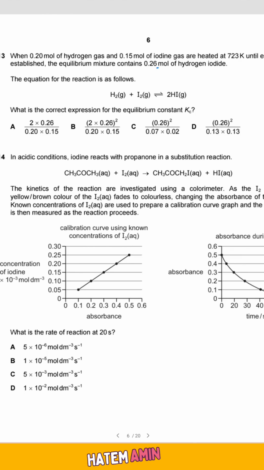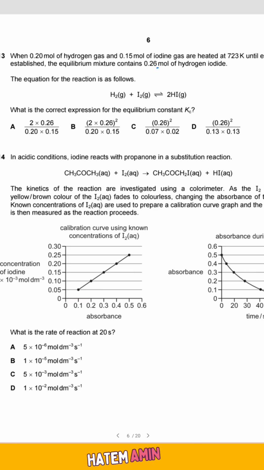Question 13 is a question about the equilibrium constant Kc. How can we detect the correct expression for the Kc in any reaction? The Kc in any reaction, or the concentration constant, is equal to the product concentration divided by the reactant concentration when we get to equilibrium.